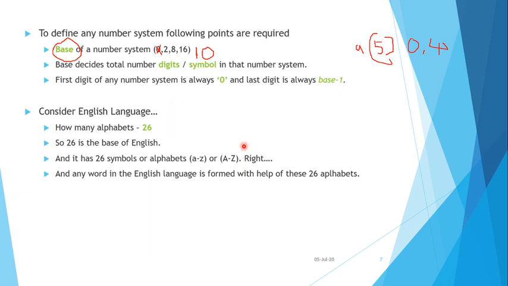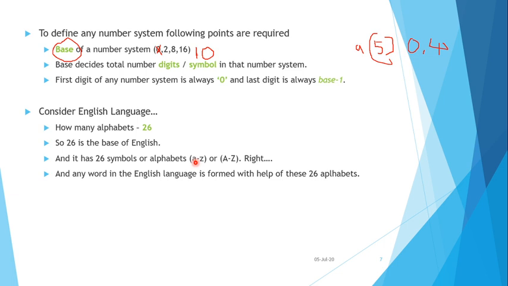Now just to give a sense of what I have said, let us consider the English language. How many alphabets do we have in the English language? Right, 26. We have 26 alphabets in the English language. So 26 is the base of English, right? When we say 26 is the base of English, it means we have 26 different symbols or 26 different alphabets in the English language.